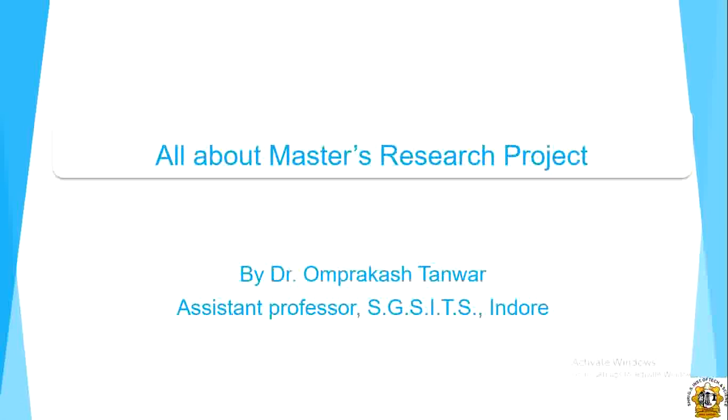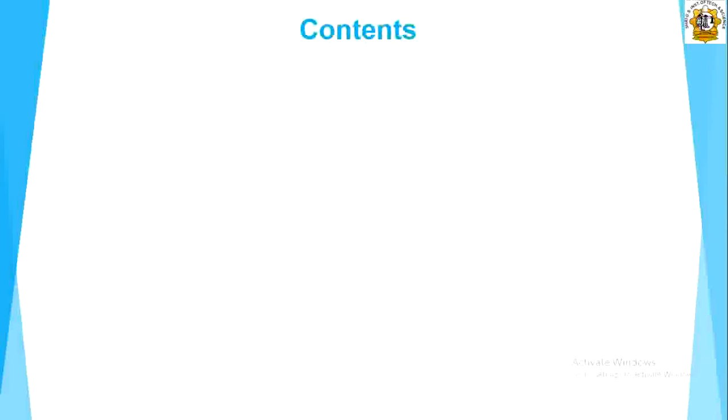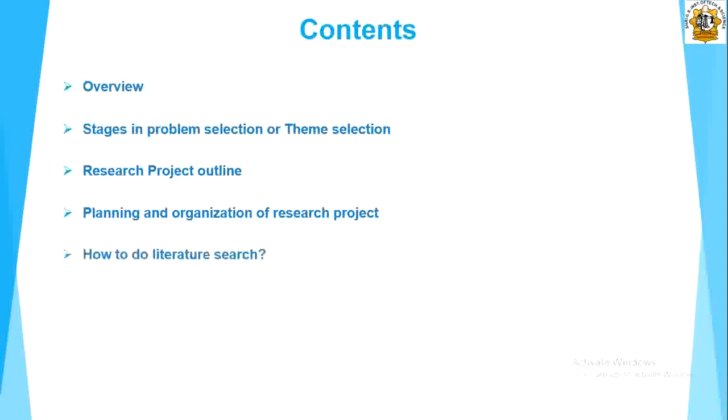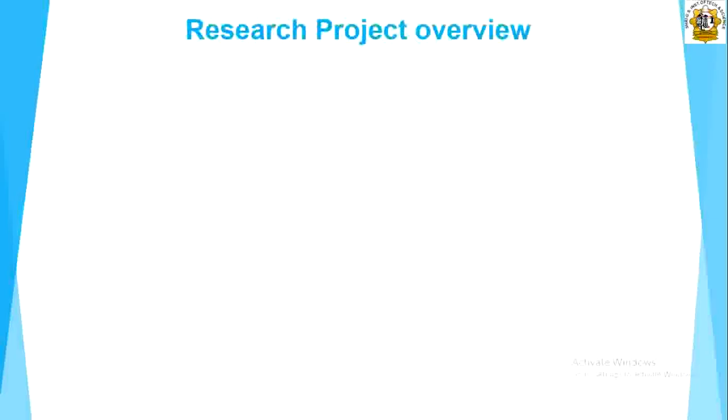So we'll discuss many things. We'll go through the overview, and we'll discuss the stages in problem selection or theme selection. Then we'll discuss our research project outlines, what we should include in the research project, and then we'll discuss planning and organization of a research project, followed by how to do a literature search and how to manage the references. So let's start with the overview.